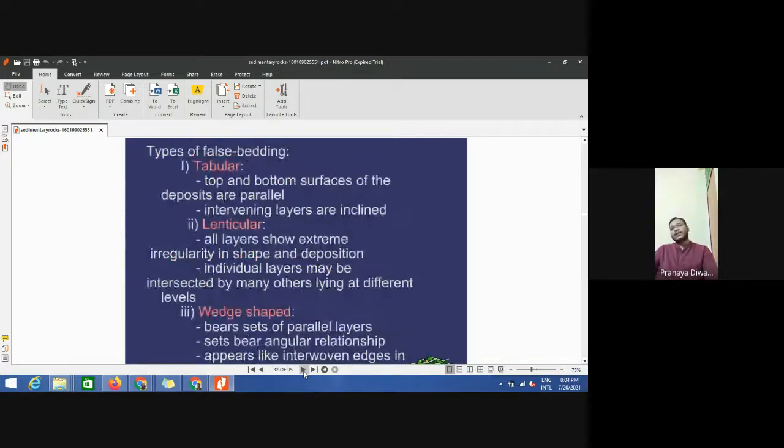There is a type of false bedding. There are different types of false bedding. The top and bottom surfaces of the deposits are parallel. Then you have lenticular. All layers show extreme irregularity in shape and deposition. Individual layers may be intersected by many others lying at different levels.